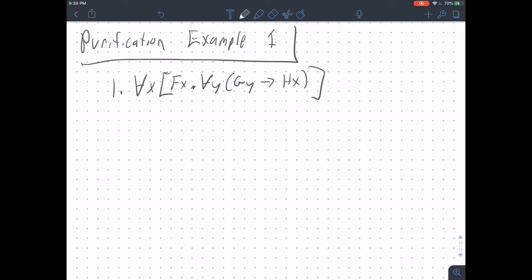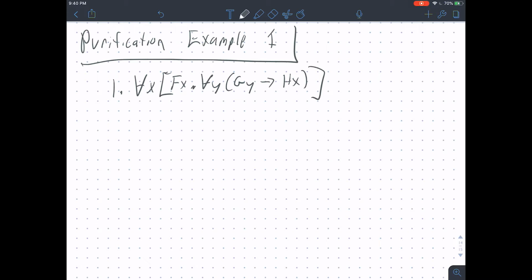And purification means we want to make sure every quantifier's scope only contains variables that are bound by that quantifier, right? So I'm just going to show you what the applications of these rules and more real life examples look like.